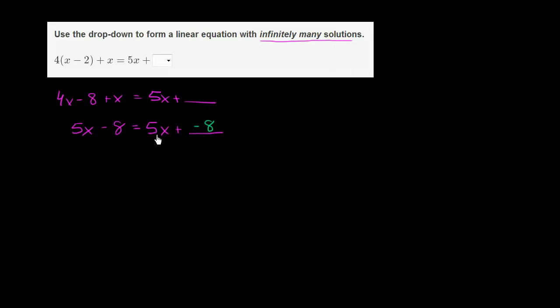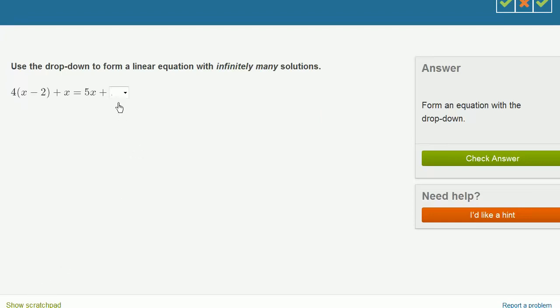And if you were to try to somehow solve this equation, subtract 5x from both sides, you would get negative 8 is equal to negative 8, which is absolutely true for absolutely any x that you pick. So let me actually fill this in on the exercise. So I want to make it's going to be 5x plus negative 8.